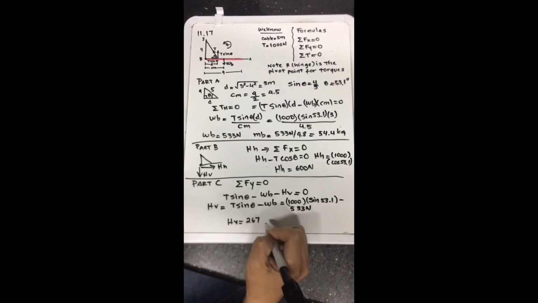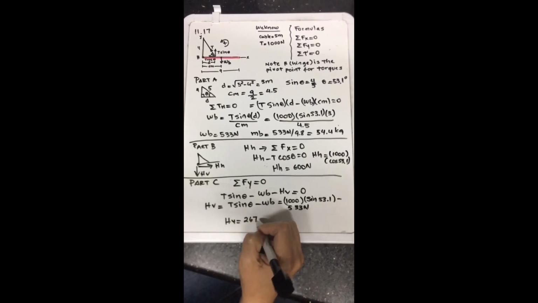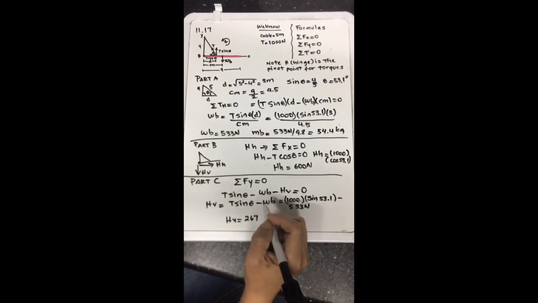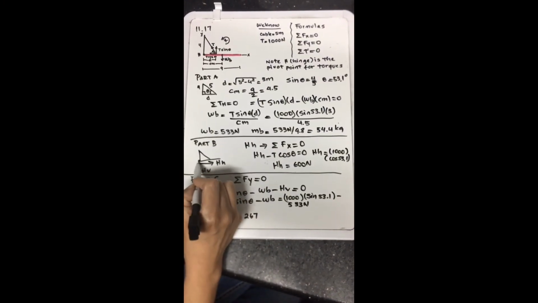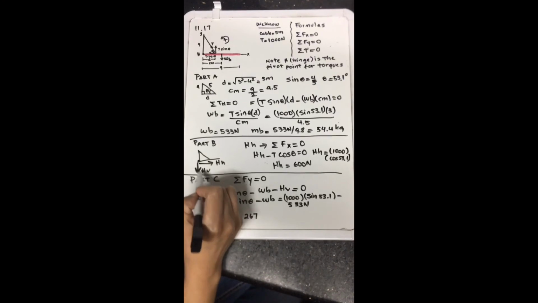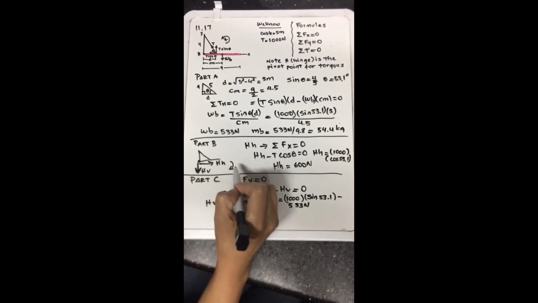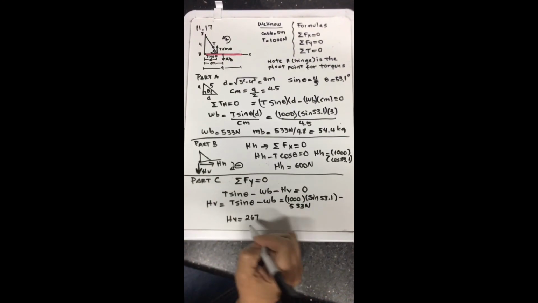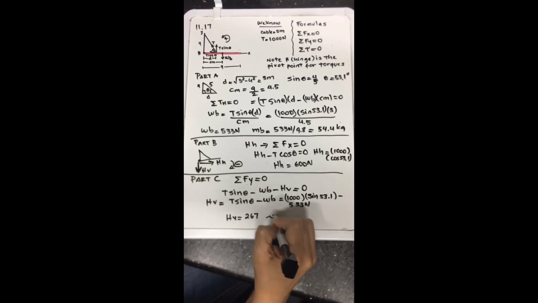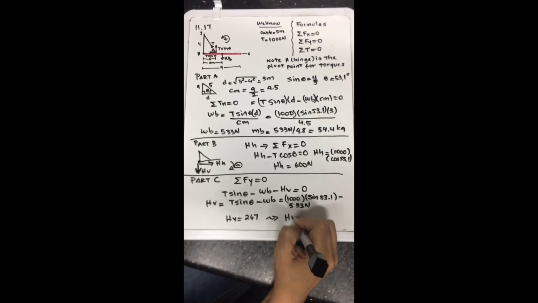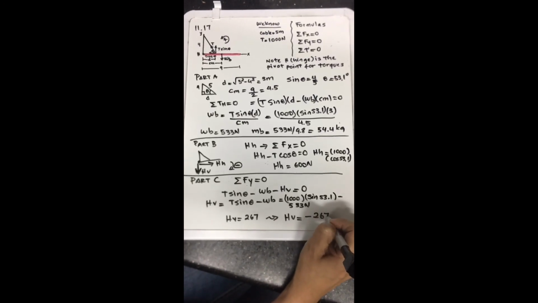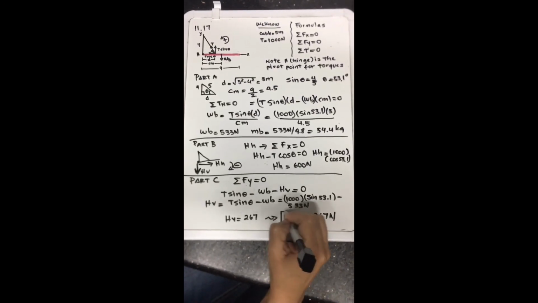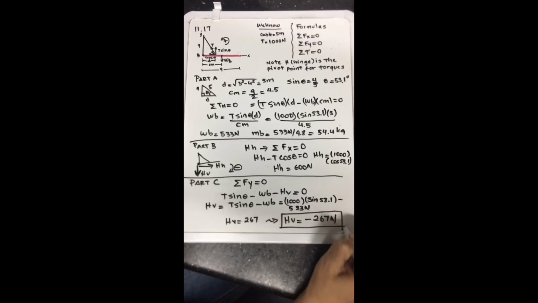This gives us the vertical component equal to 267 newtons. And this is going to be negative because this over here is a hinge, and the vertical component is going in a clockwise direction, which means negative. So the answer is going to be H sub V equal to negative 267 newtons. And that's the last answer for this problem. Thank you.